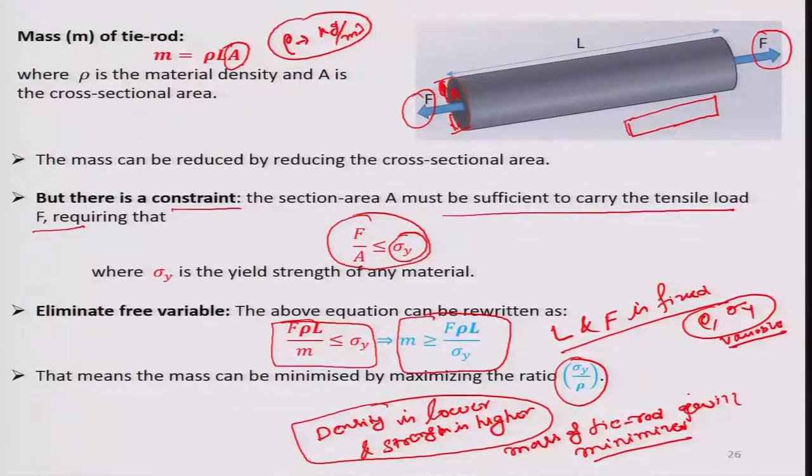Okay. So, here what we did, we just formulated our requirement and we reduced our domain to the selection of material. So, what is the domain? Our domain now is density: the material which has a lower density and higher strength, then if you use those materials, our mass of tie rod will get reduced. Okay.